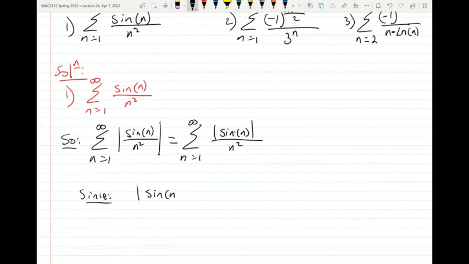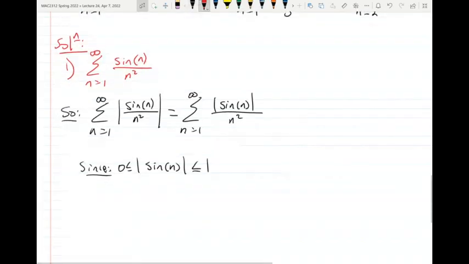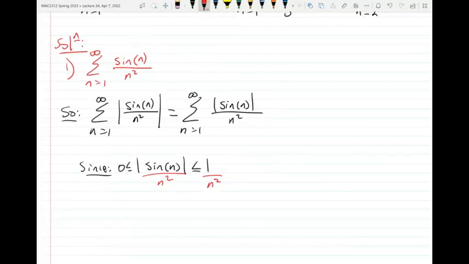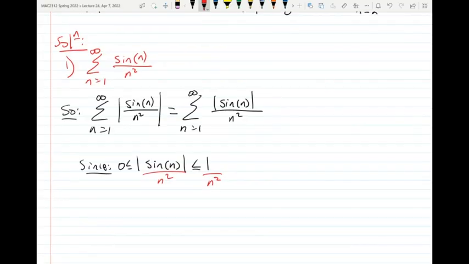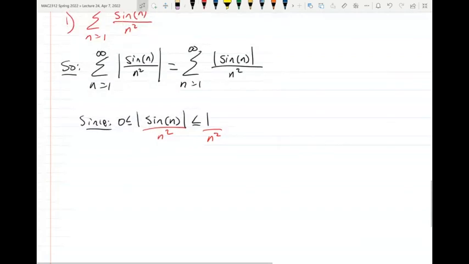Since the absolute value of sine is always less than or equal to 1, it's always between 0 and 1, then if you divide both sides by n squared, the inequality stays because n squared is positive. So we have the absolute value of sine of n over n squared is less than or equal to 1 over n squared. What do we know about this series, 1 over n squared? It converges. So what can we say about our series? It converges by the direct comparison test.